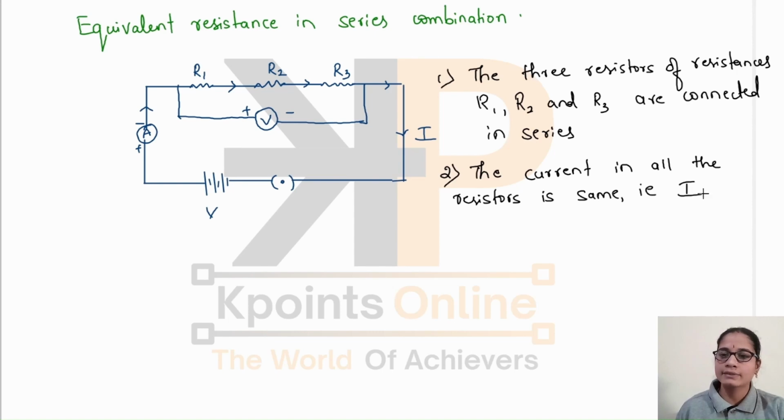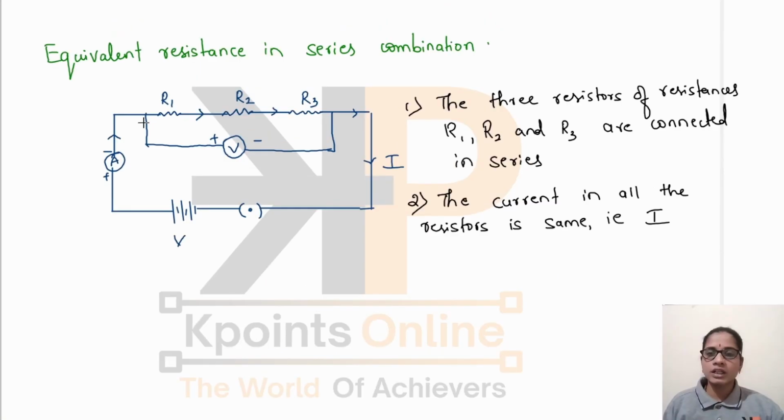That is I. I is the current which is flowing through this circuit. We know that the potential difference across each resistor is different. How to find out the potential difference across each resistor? By connecting the voltmeter across each resistor, we will get the voltage across each resistor.